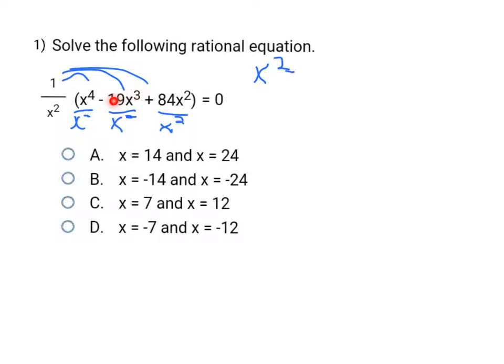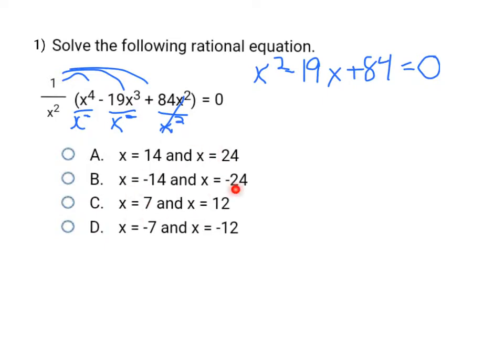Minus, and then negative 19x to the third over x to the second, that's going to cancel out two of the x's on the top and just leave you with minus 19x. And then here the x squareds just cancel and I'm left with plus 84 equals 0. And now I'm solving a quadratic equation. So you could use completing the square, graphing, factoring, or the quadratic formula, whichever method you're most comfortable with.